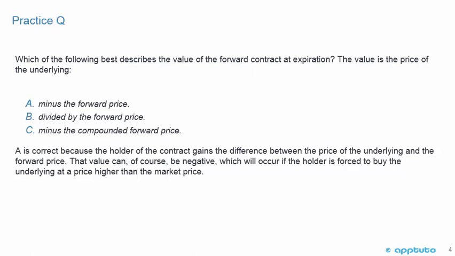A is correct because the holder of the contract gains the difference between the price of the underlying and the forward price. That value can of course be negative, which will occur if the holder is forced to buy the underlying at a price higher than the market price.